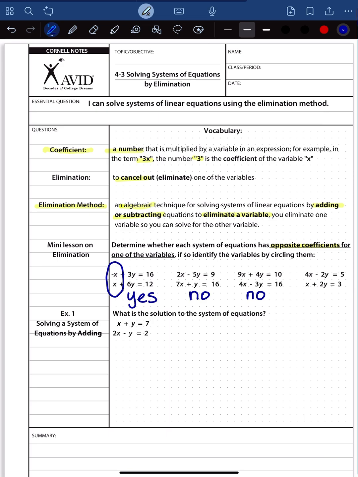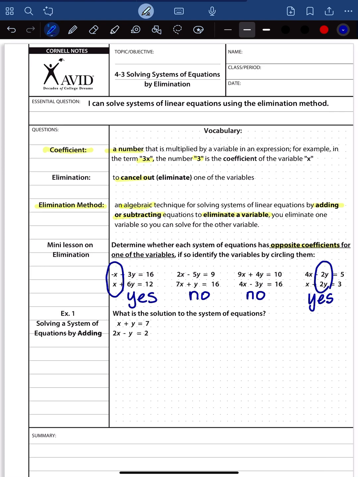And then in the last example, for x, we have a 4 and a 1. For the y's, we have a -2 and a +2. These are opposite coefficients, so this would be a yes. And you're going to see how this comes into play in this lesson.